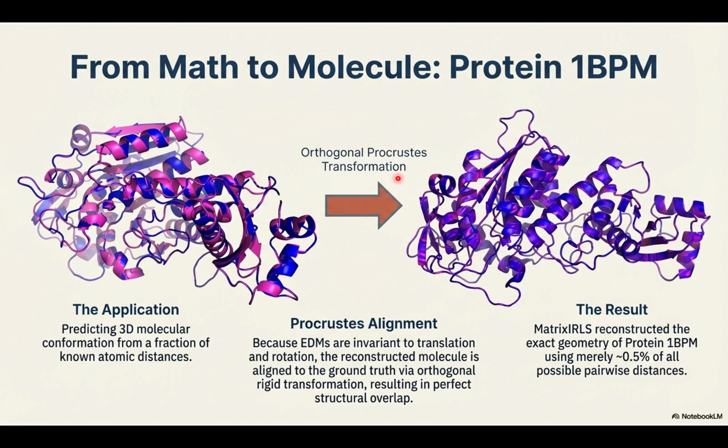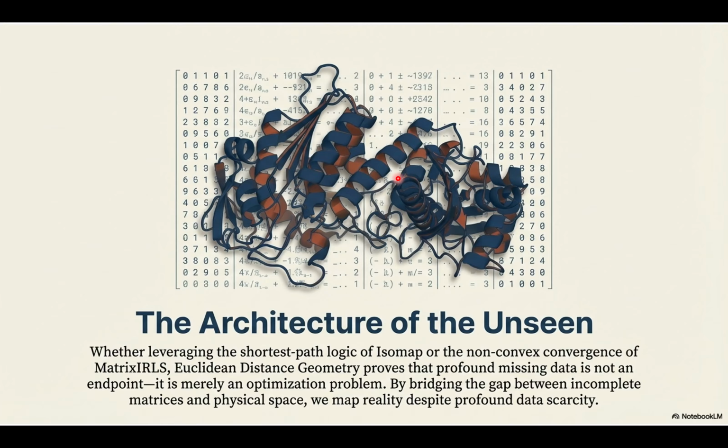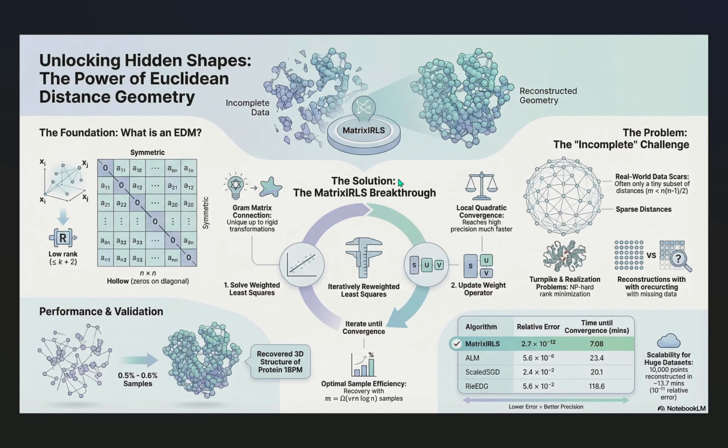When matrix IRLS reconstructs a protein from relational distances, it might build a mathematically perfect model, but the model might be floating upside down or facing backward relative to the reference database. Oh, I see. So the Procrustes transformation mathematically rotates and reflects the reconstructed molecule, crucially without distorting or stretching it, to see if it perfectly overlaps with the ground truth. Like fitting a key into a lock to see if the teeth align. That's a perfect analogy. And when they ran that alignment, the result was a perfect structural overlap.